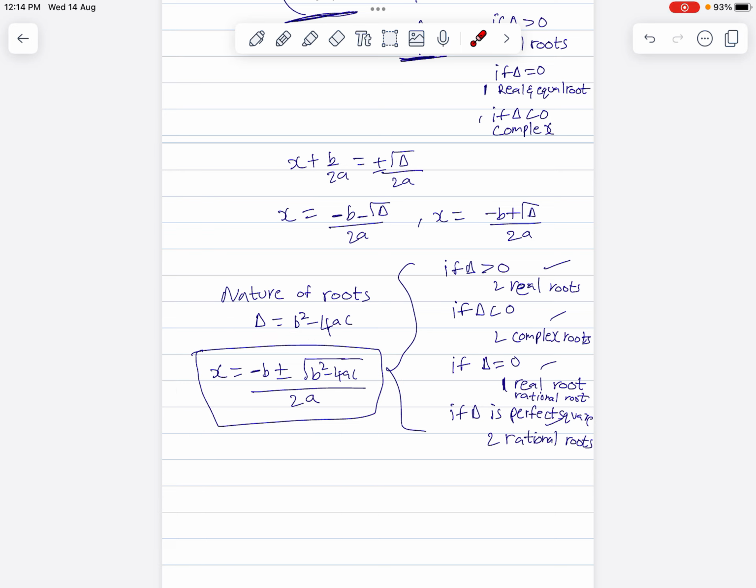So for the nature of roots, you should remember delta equal to b square minus 4ac, and you should remember this also. If delta is greater than 0, we will have two real roots. If delta is less than 0, we will have two complex roots. If delta equal to 0, one rational root. If delta is a perfect square, we will have two rational roots. So this you should remember, okay? Just at the end of the day, we should remember this.